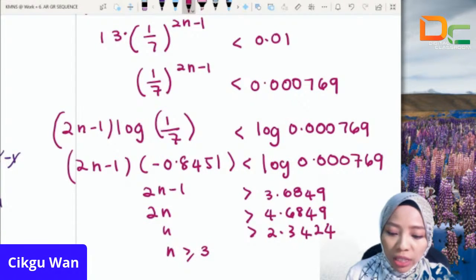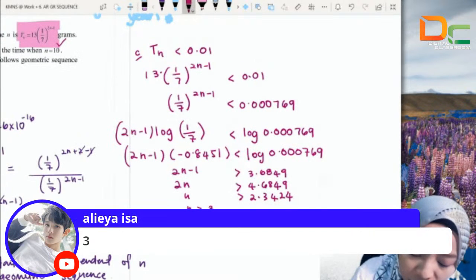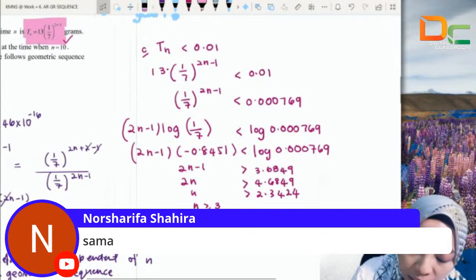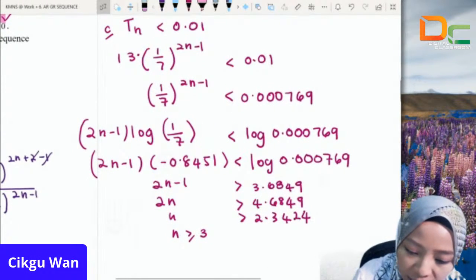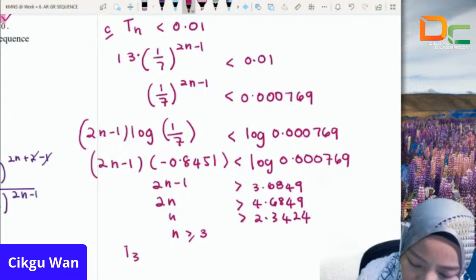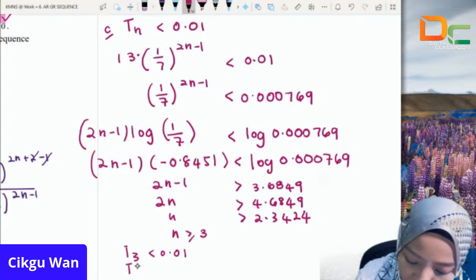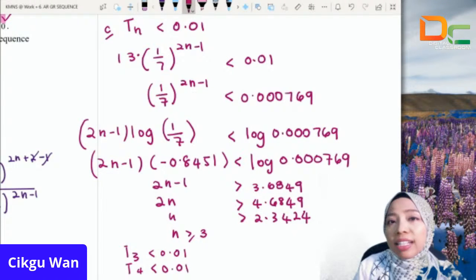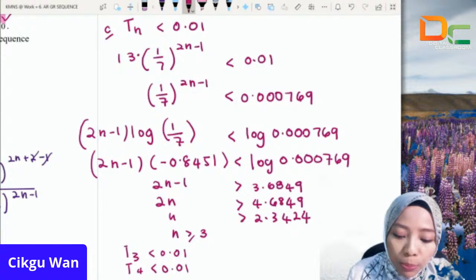Okay, what does it mean by this? I explain lagi sekali. Maksud dia untuk dapatkan, okay, Tn is less than 0.01. Maksud dia T3 akan bagi jawapan, start daripada T3 akan bagi jawapan kurang dari 0.01. T4 pun akan memberikan jawapan kurang dari 0.01 juga. Nilai yang sangat kecil. Kalau you tak percaya boleh masukkan.